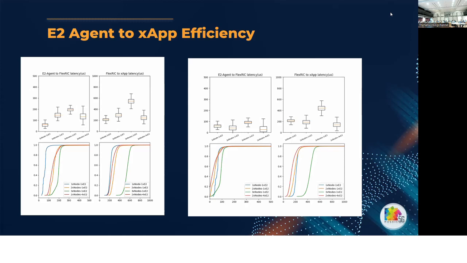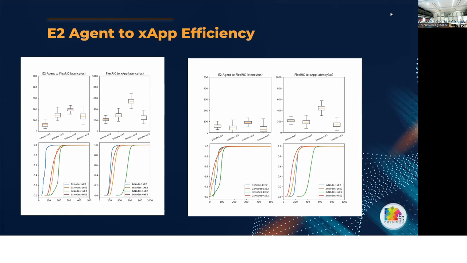So here we see from E2 agent to FlexRig, we have somehow below 200 microsecond delay. And when you go to 25 gig, the delays are even better than local host because of course the interface has more bandwidth. So here we are below 100 microseconds in 25 gig between the E2 agent and the rig in a multi-machine scenario, not a single machine.